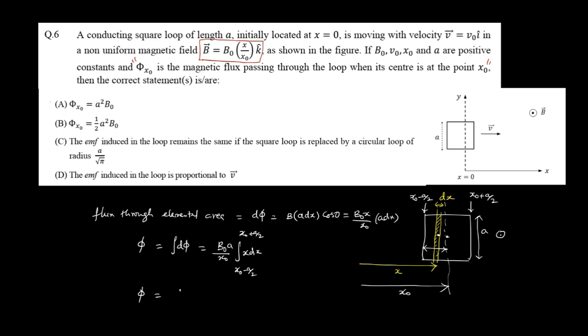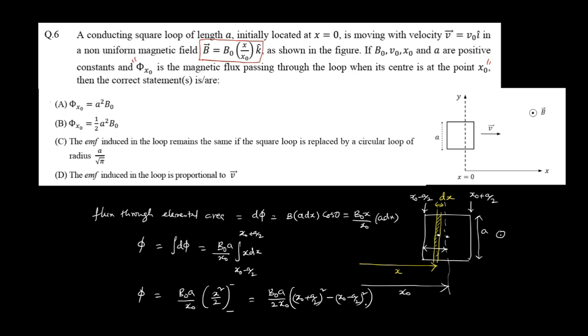Then what is the flux value I will get? B naught a by x naught, then the integral of x dx gives x square by 2, from lower limit to upper limit. So I can write B naught a by 2 x naught, with x square at the upper limit being x naught plus a by 2 whole square, and at the lower limit x naught minus a by 2 whole square.